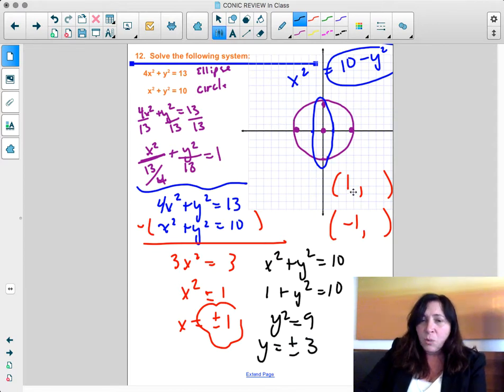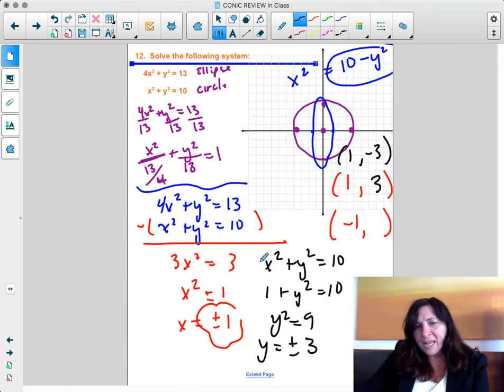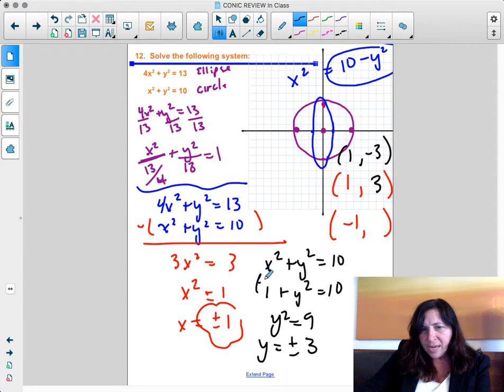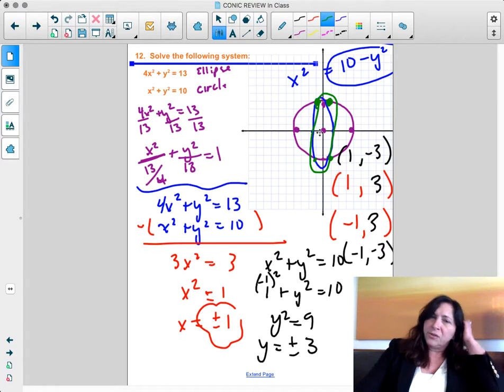Which means that when I plugged in 1, I got positive 3 and negative 3. It also means when I plug in negative 1, because see how this is squared, negative 1 quantity squared, I still get 1. And I'm going to get 3 again, and negative 3. So what that tells me is this: over 1, up 3, left 1, up 3, down 1, 3, 3. That this is my parabola and my ellipse, and therefore those are my intersection points.